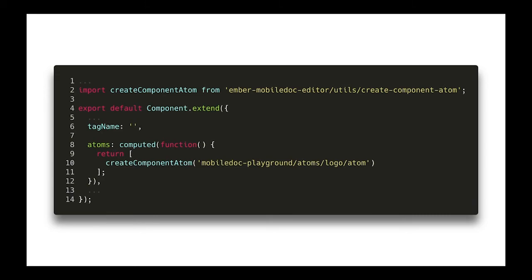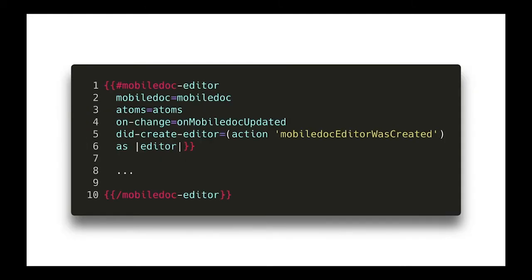Then, much the same way as we built the cards array, we need to build the atoms array. This time we use the create component atom helper, again provided by Ember Mobile Doc editor, sorry. Then we need to pass the atoms array into the editor, shown here on line 3, and make our action get called when the editor has been created. That's on line 5.